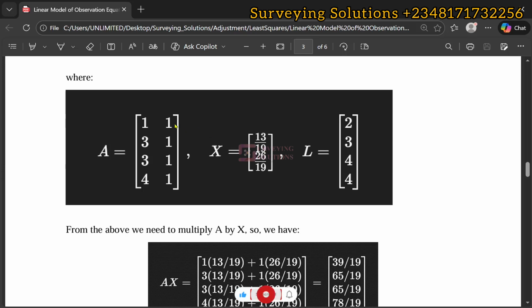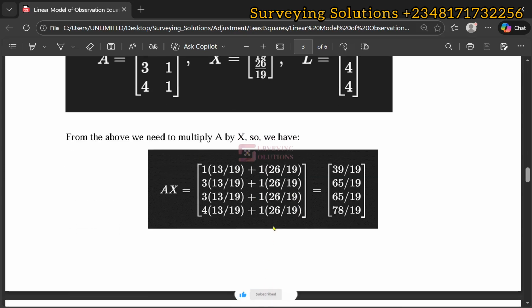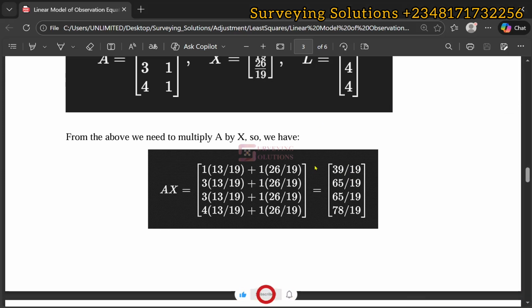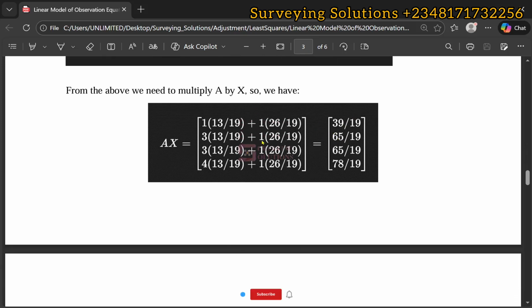So we go by 1 multiplied by 13 over 19 plus 1 multiplied by 26 over 19. We come to 3 multiplied by 13 over 19, 1 multiplied by 26 over 19. Same thing, 3 times 13 over 19, 1 times 26 over 19. That's what you've seen here down, right? Good. So by the time you open the brackets and add them together, you have these values, right? Now we have maintained our denominator to be 19. So yours can be in decimals, there is no problem. Ensure that you always have a calculator by you so that you can confirm some of these values. So when you have done that, you have the matrix of A times X, right?